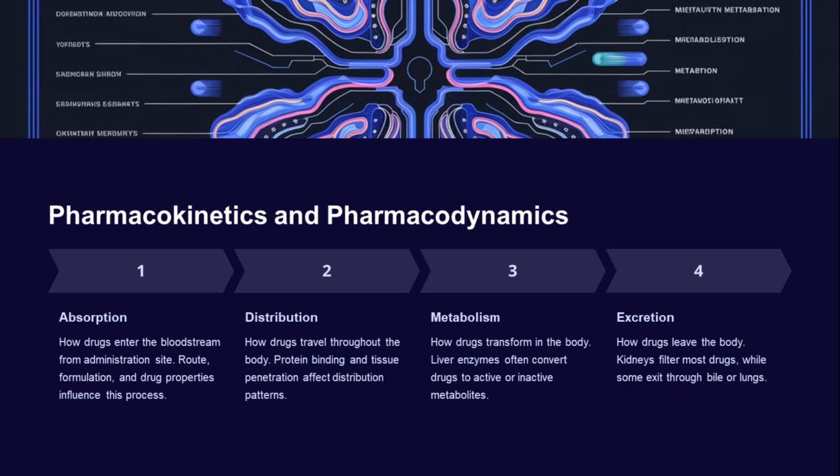Pharmacokinetics and pharmacodynamics study how drugs are absorbed, distributed, metabolized, and excreted in the body. Understanding these processes is crucial for determining the drug's behavior and therapeutic potential.